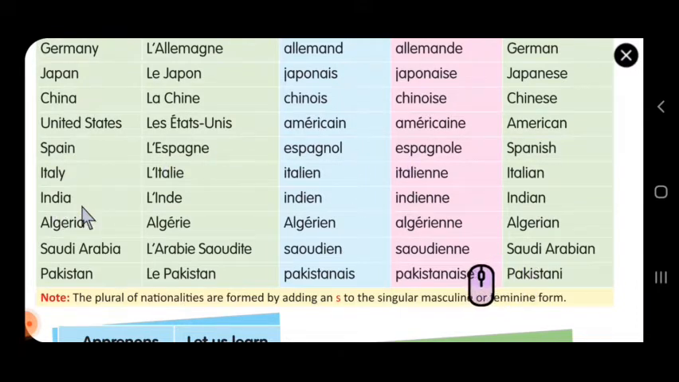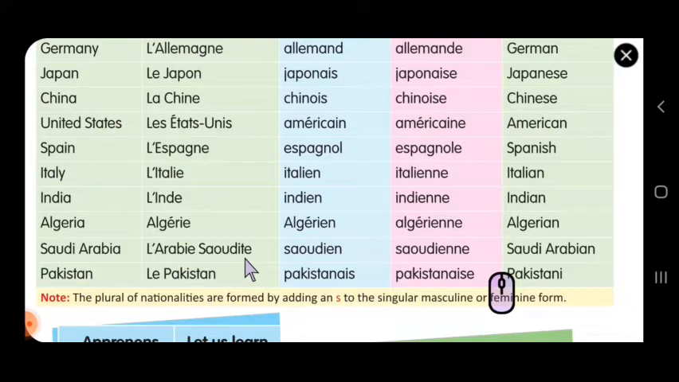Next is our country, India. L'Inde, Indien, Indienne. Algeria is called Algérie, Algérien, Algérienne. Next is Saudi Arabia, that is called l'Arabie Saoudite.